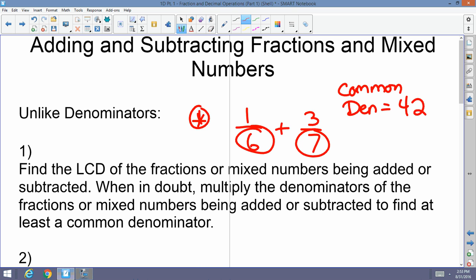If you do find the LCD, it's going to make your life a lot easier at the end when you're reducing your answer to simplest terms. If you don't have the LCD and you just have a common denominator, that's fine. You're going to get to the same place, but you just have to reduce a little bit more at the end. So it's always best to find the LCD, but it's not a requirement. Again, if you're stuck, when in doubt, just multiply the denominators together, and that will be your common denominator.